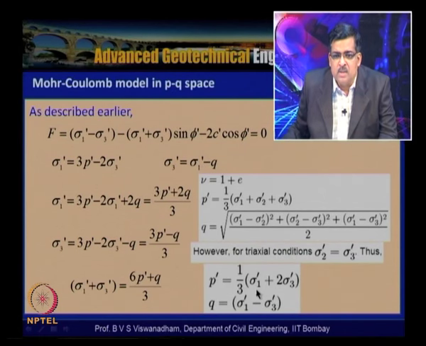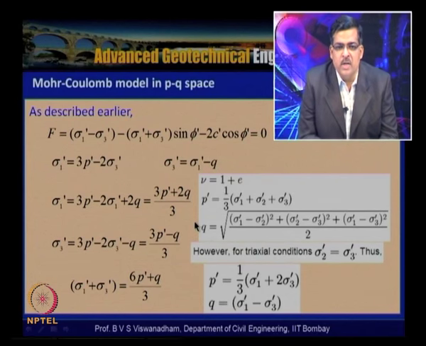So what we have written is sigma 1' is equal to 3P' minus 2 sigma 3'. And this is expressed as Q is equal to sigma 1' minus sigma 3'. So sigma 3' is equal to sigma 1' minus Q. So that is what we have written. Then what we have done is sigma 1' is equal to 3P' minus 2 sigma 1' plus 2Q. So we substituted for sigma 3' as sigma 1' minus Q, and then expressed in terms of P and Q, that is sigma 1' is equal to 3P' plus 2Q by 3.